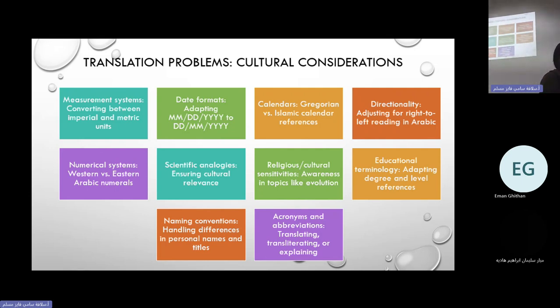Directionality. In English, we write from left to right. In Arabic, we write from right to left.